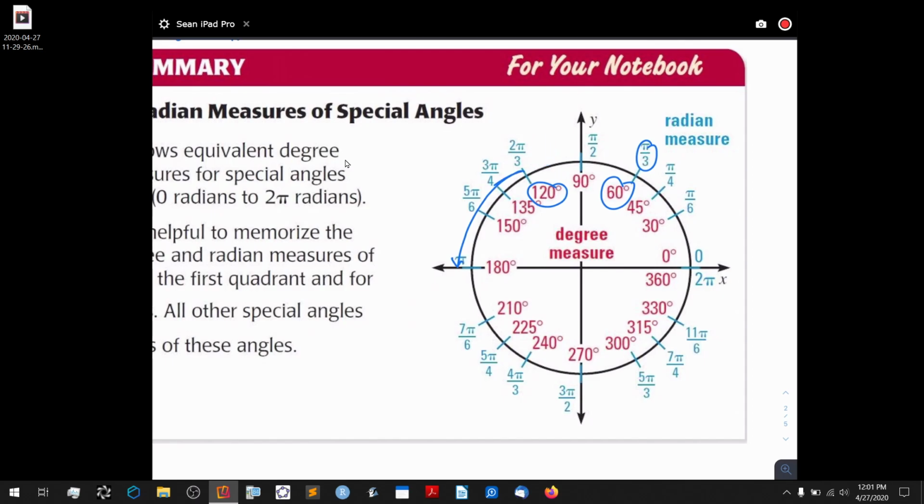How far do I still have to go from 2 pi over 3 to get to pi, to get to 180? That is, I have to add another 60. That means that 180 minus 60 is my 120.